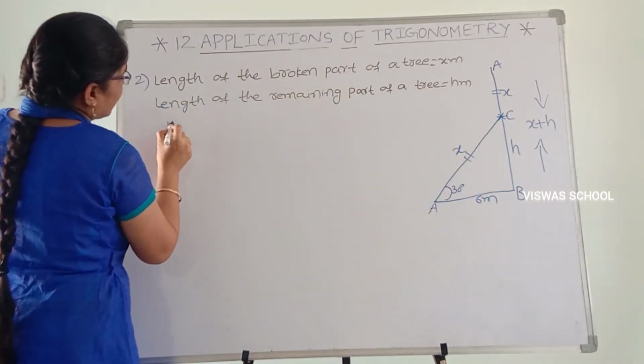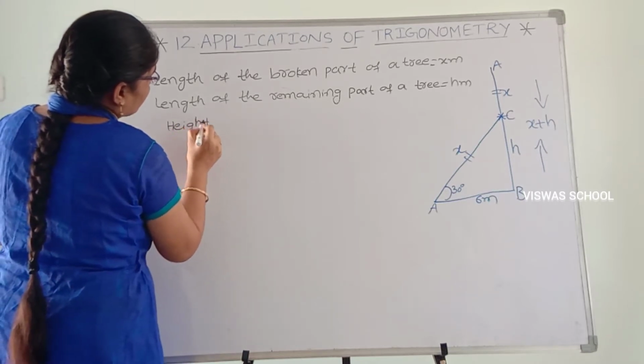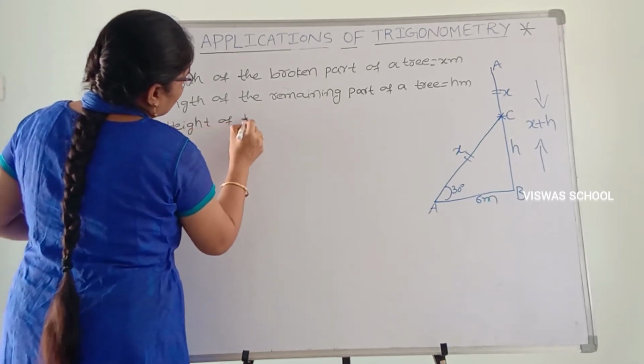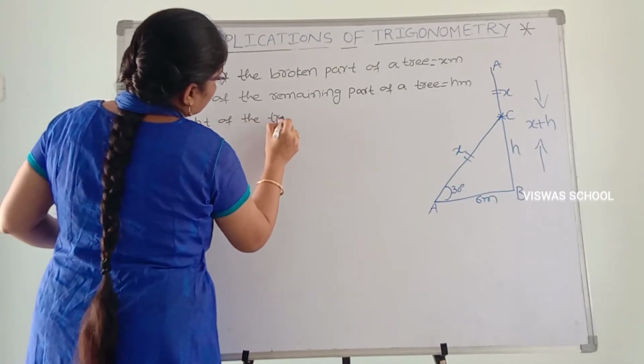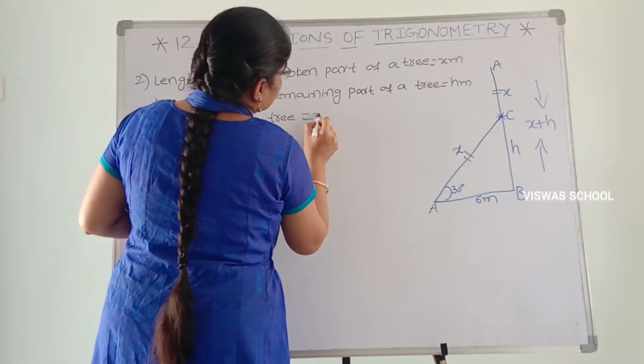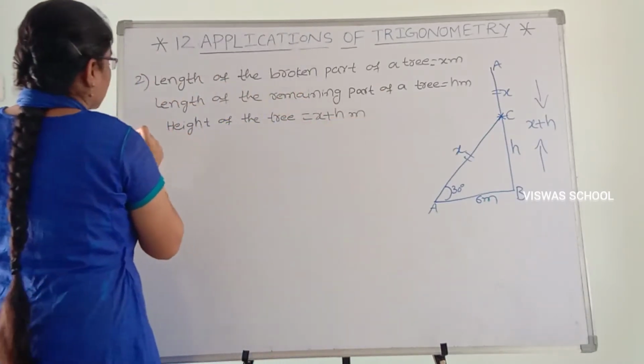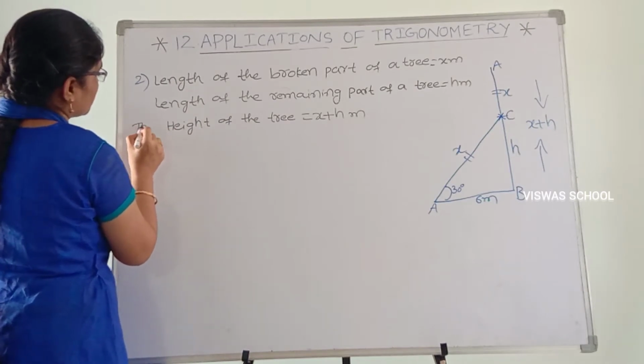And the total height of the tree, the height of the tree before falling down, is X plus H meters. X plus H meters. That is the total height.